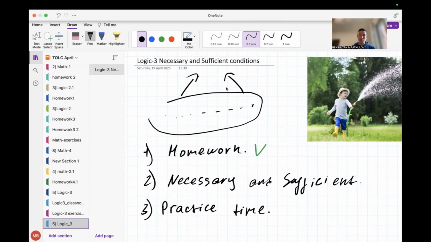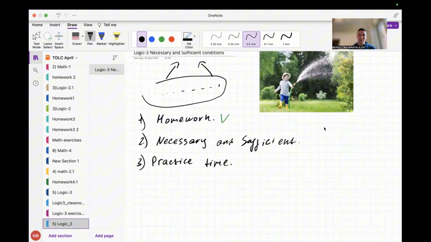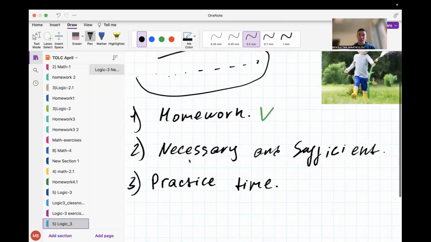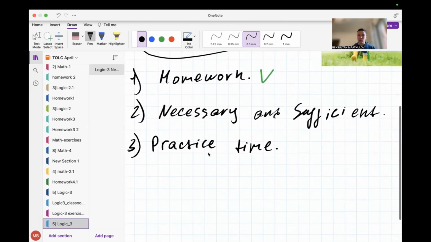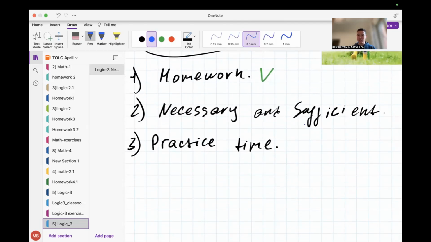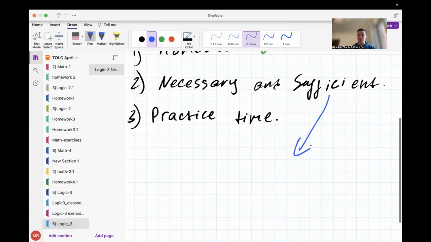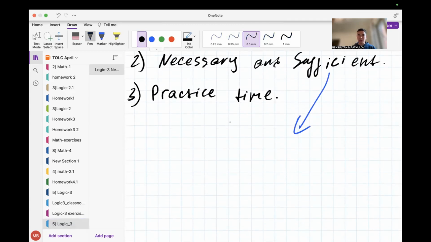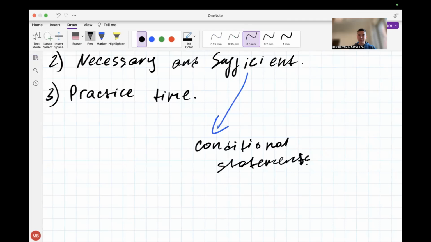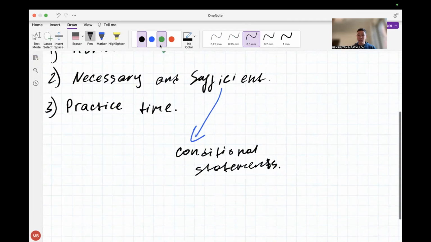So far, don't pay attention to this picture, but you'll need it a little later to understand some concepts better. So today we'll study necessary and sufficient conditions, and you'll see that necessary and sufficient conditions are really closely related to the conditional statements. So let me write conditional statements. And necessary and sufficient conditions are also related to or statements.